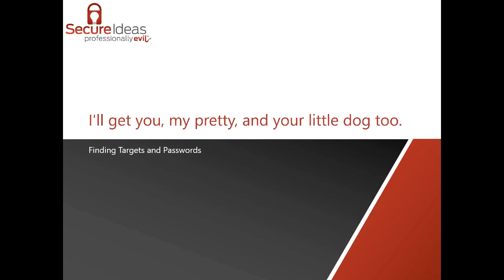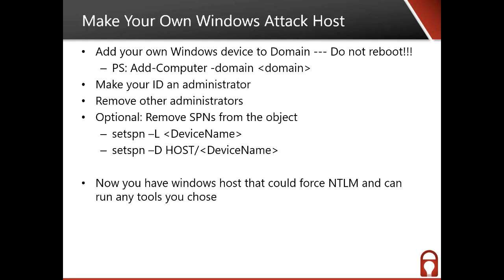But let's now start focusing in on trying to find the targets that you actually want to compromise so that you can start gaining access to data and other systems. Once I have a little bit of information about a domain and a set of credentials for that domain, even if they're absolutely unprivileged, I go ahead and do my first attack against a very common Active Directory weakness. What I do is I make my own attack host.